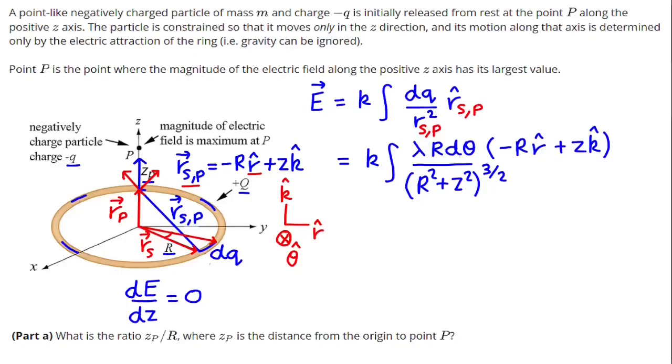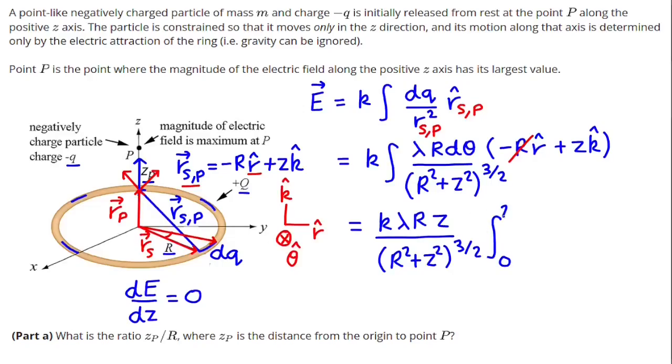By our symmetry argument, the integral in the radial direction is going to evaluate to 0, and what we're left with is k lambda r z on r squared plus z squared to the 3 on 2, and we're integrating over theta from theta equals 0 all the way around the ring to 2 pi. And the electric field points in the k direction.